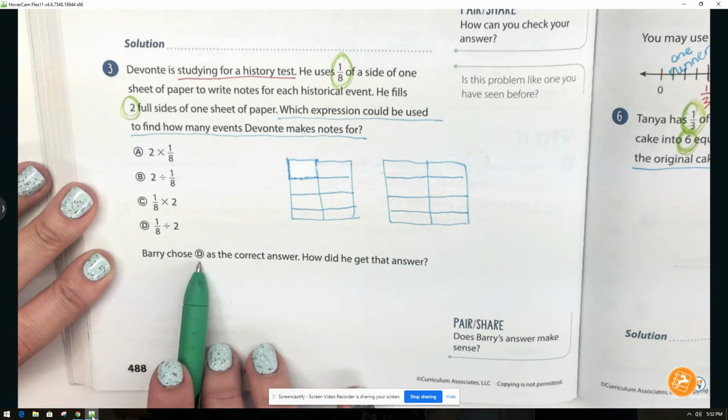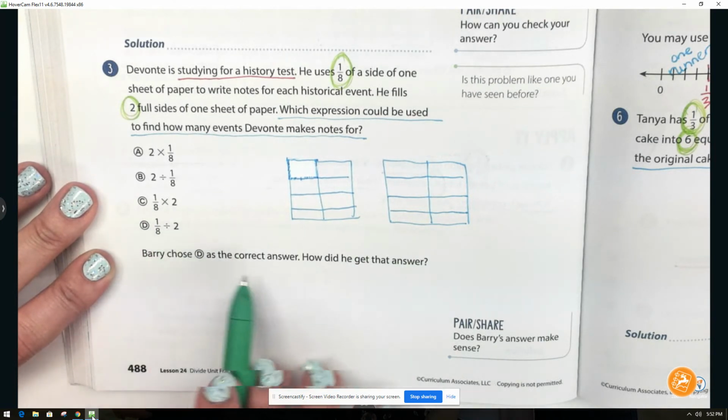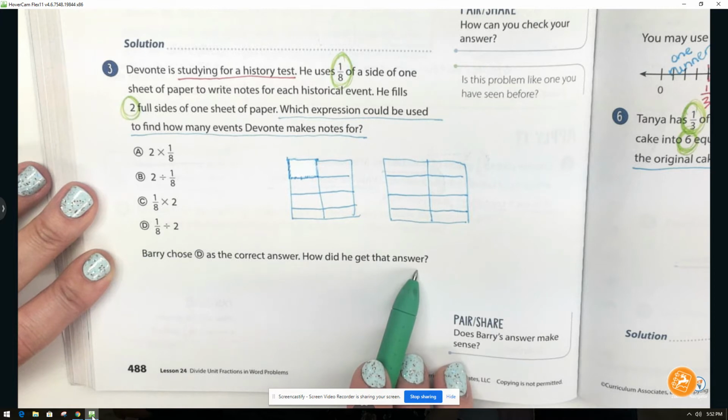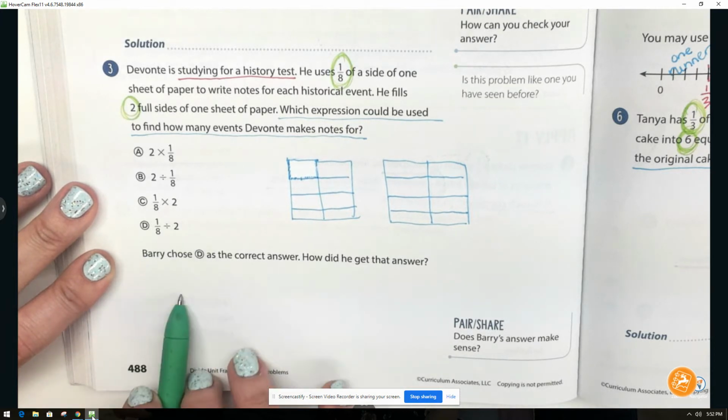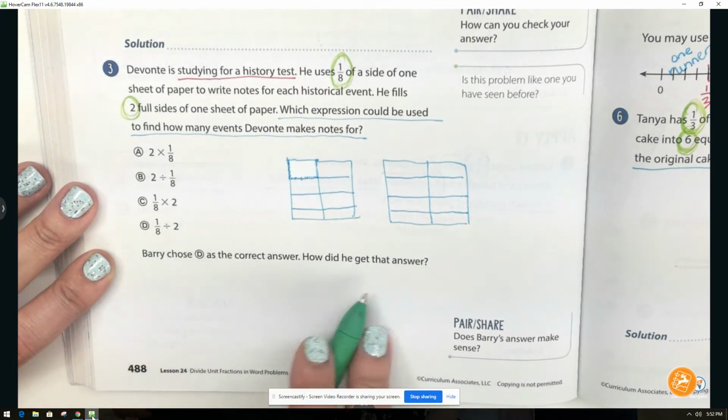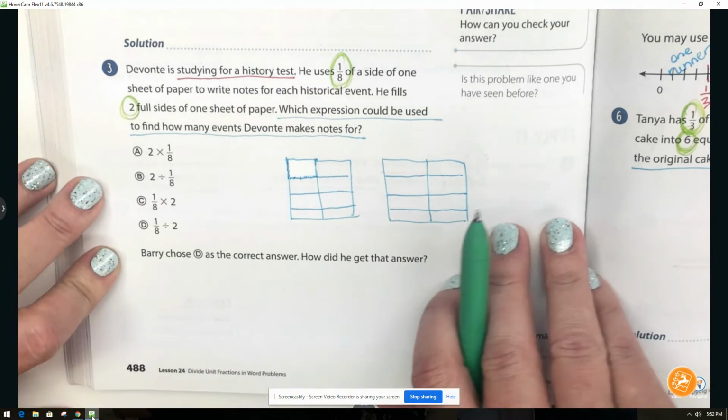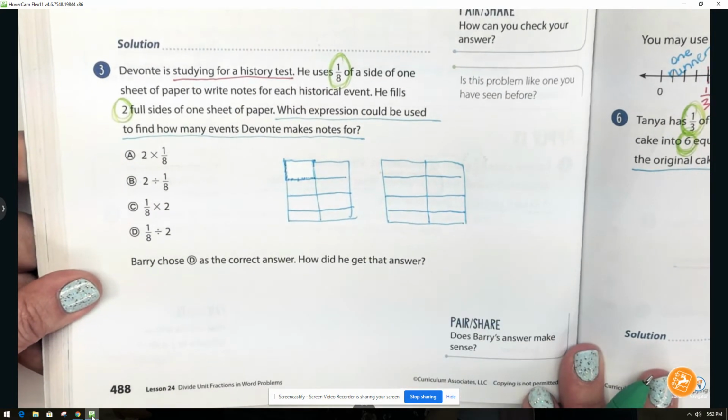Then Barry chose D as his correct answer. How did he get that answer? If Barry's correct, you're going to show me how. If Barry is not correct, you're going to tell me what he might have done wrong. Number 4.